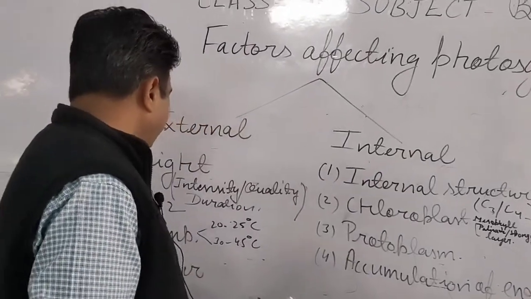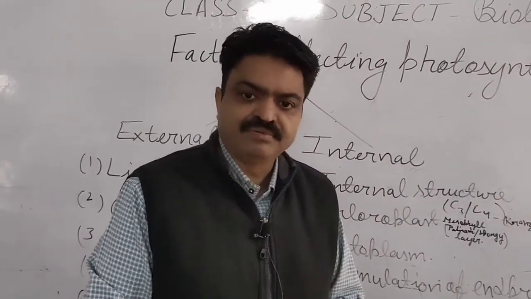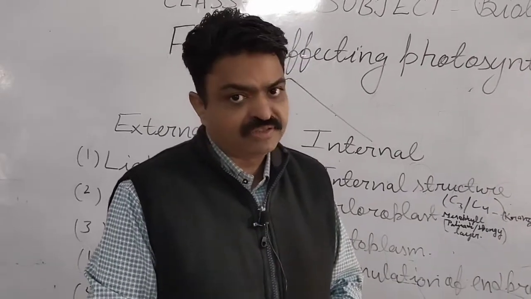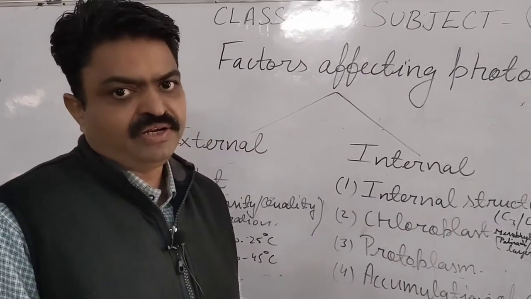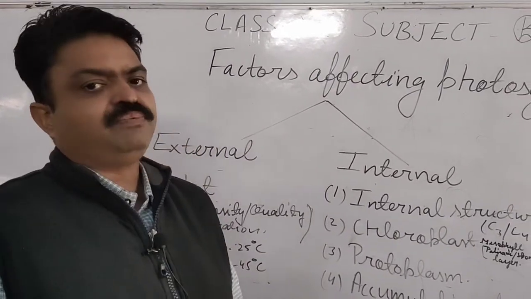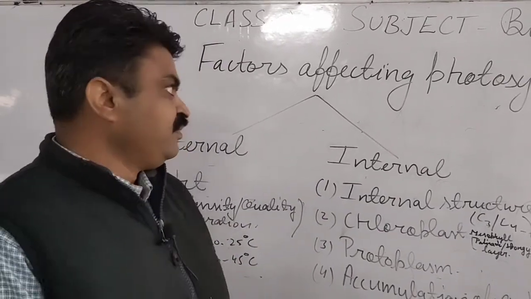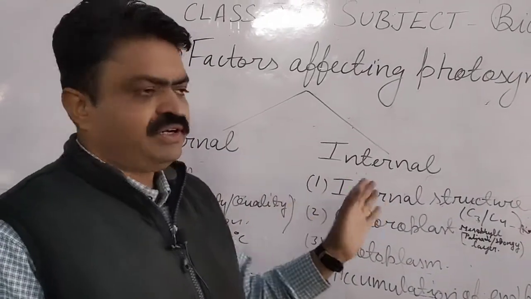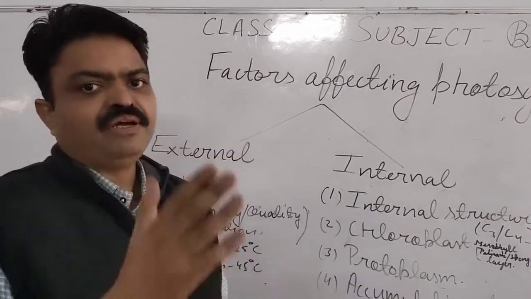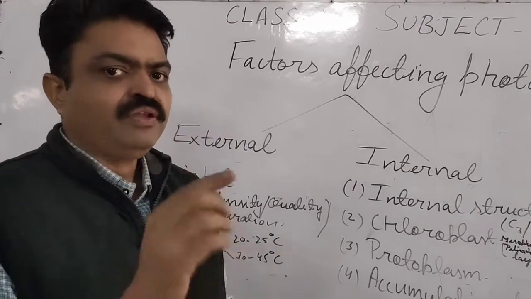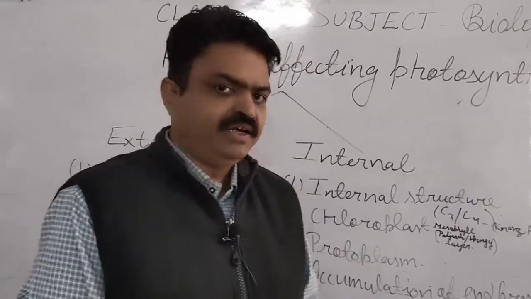Next is, student, water. As you know, water is the main substance that is needed in photosynthesis. That's why we can say if more water or sufficient water is provided, then they do more photosynthesis. Because in photosynthesis, what is needed? Water and carbon dioxide are needed. So if we give more carbon dioxide and more water to the plant, then they will make more food in the presence of sunlight.